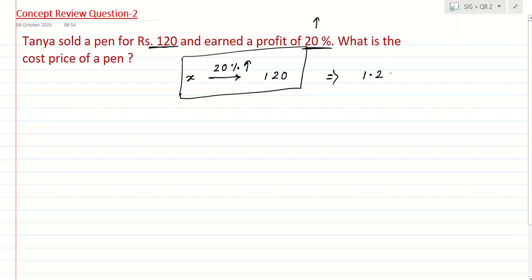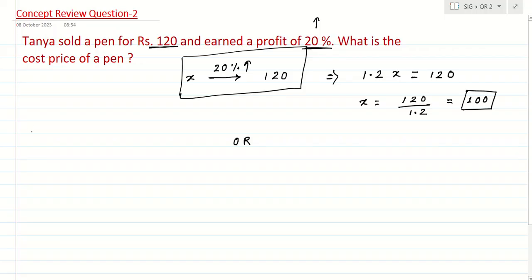1.2 times of what? Of the initial value x equals 120. So x must be 120 divided by 1.2. How much will I get? I will get 100. Correct, no? My answer is 100. Makes sense? Now, there is one small trick. If you understand the trick, then I can go ahead with the other example.